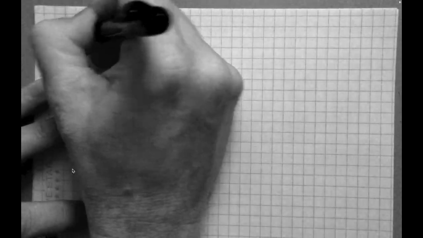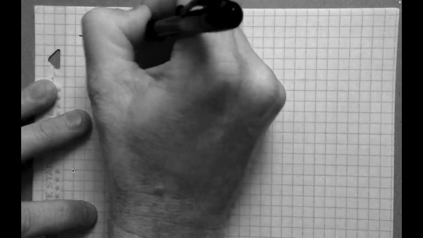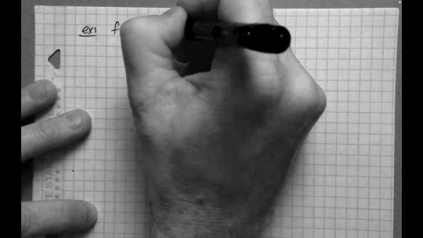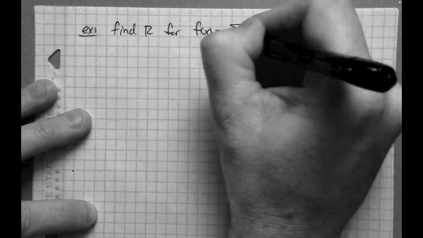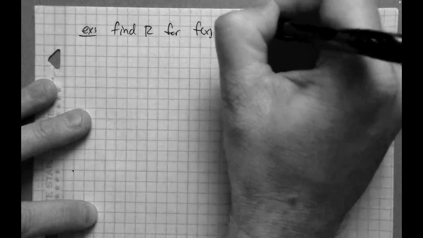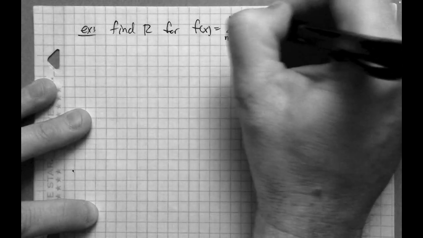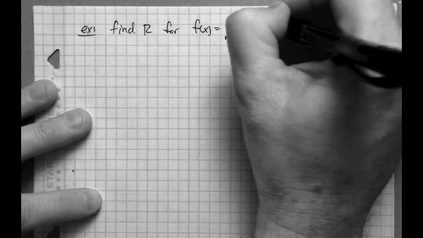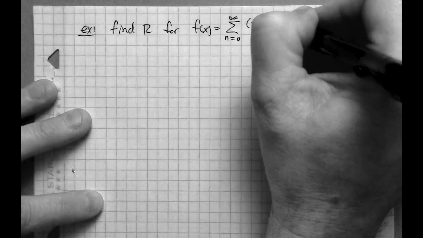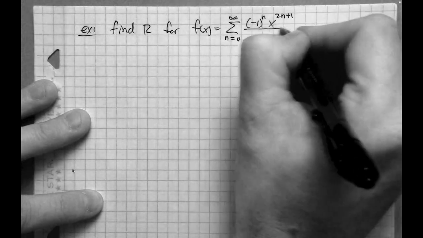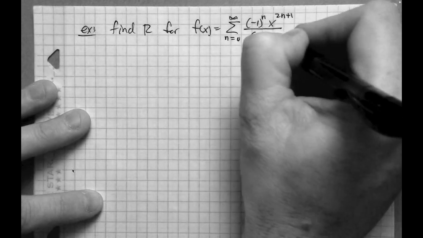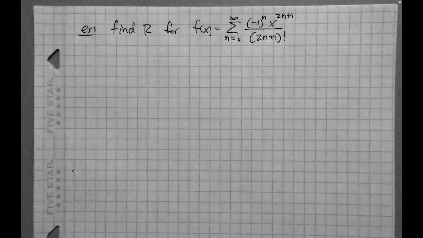So let's do an example. We'll find r for f of x equals the sum from n equals 0 up to infinity of negative 1 to the nth power times x to the 2n plus 1 power, all divided by 2n plus 1 factorial. Okay.